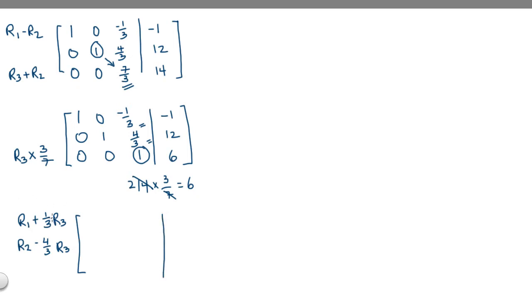All right, so starting with our first row, row 1 plus 1/3 times row 3 is going to give us 1, 0, 0. And over on the right side, we're going to have a minus 1 plus 1/3 times 6. So if we factor out a factor of 3 from our numerator and our denominator there, this is looking like minus 1 plus 2. So that gives us a 1 in that position there. Moving on to our second row, if we do row 2 minus 4/3 row 3, we get 0, 1, 0.